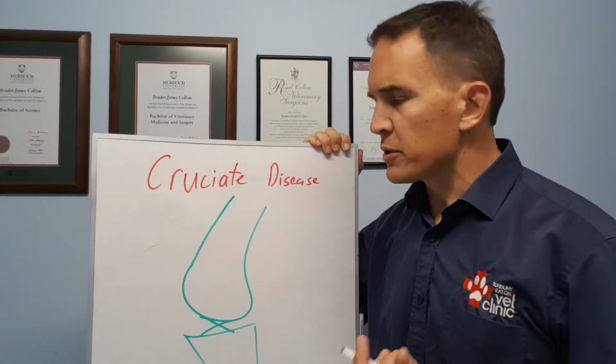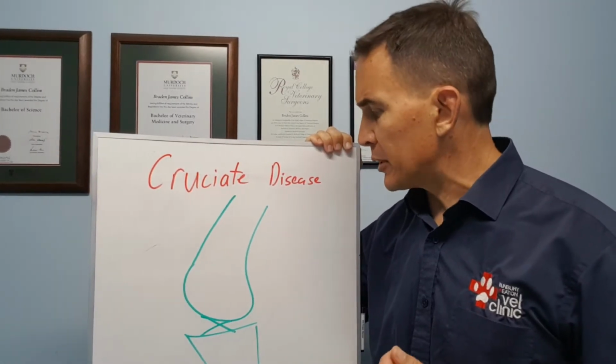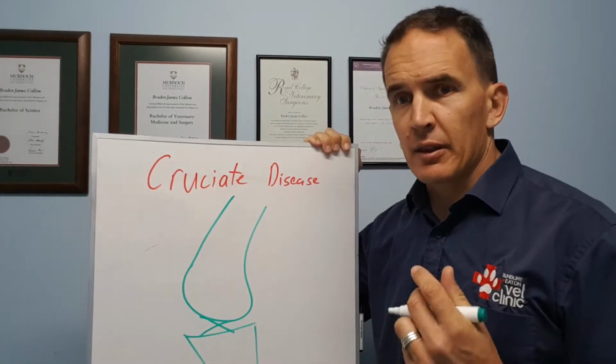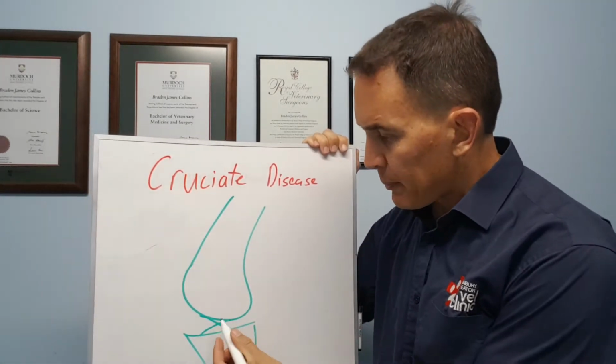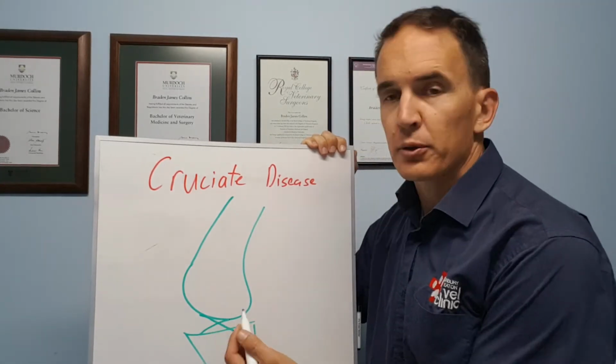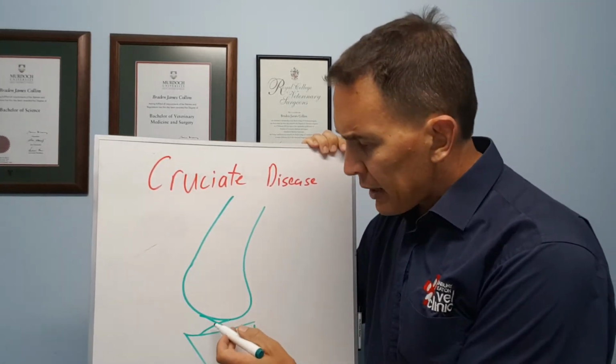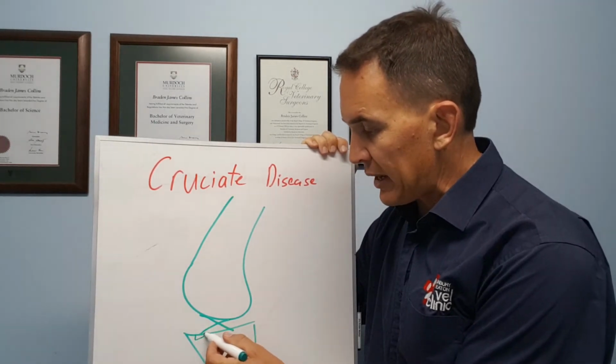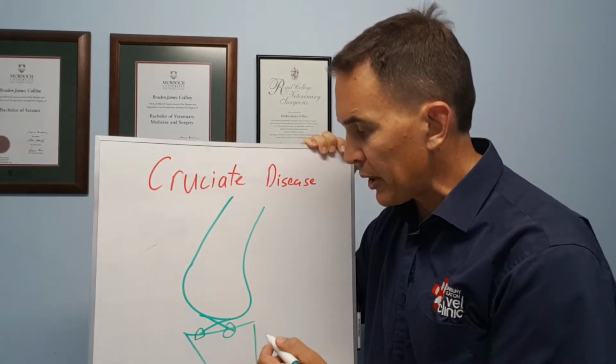So cruciate disease or cruciate ligament ruptures are one of the more common orthopaedic injuries that we see in dogs. The cruciate ligaments are the main ligaments supporting the knee, and they're called cruciate because they basically cross over. We tend to refer to them as the cranial and caudal cruciate ligaments based on where they insert on the tibia, the lower bone here.